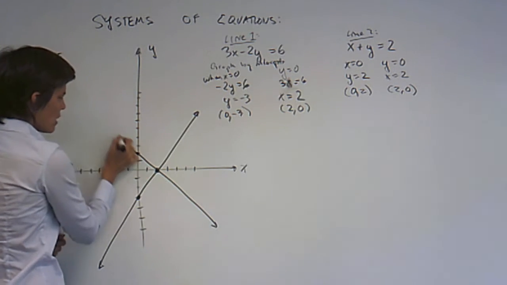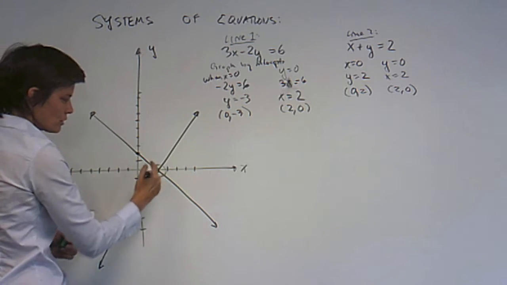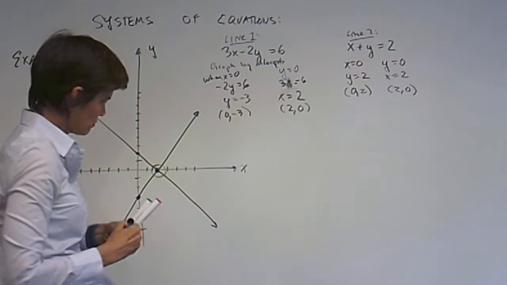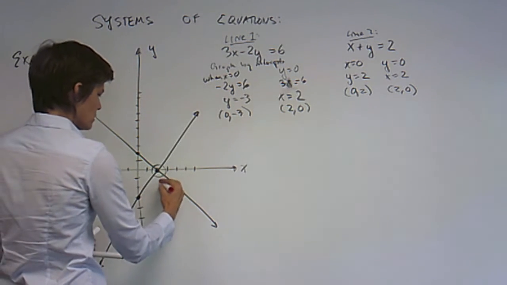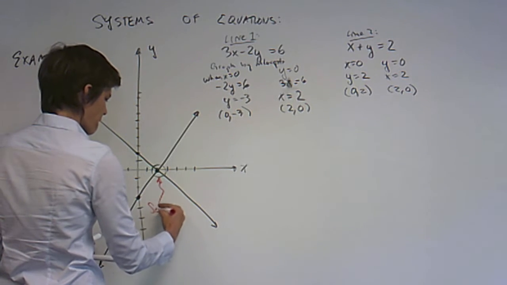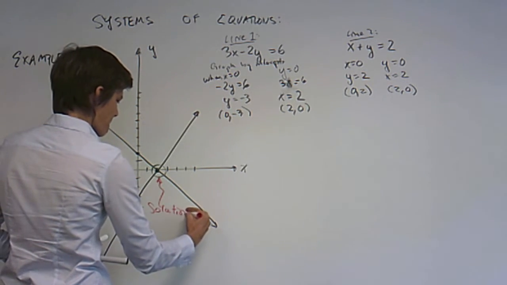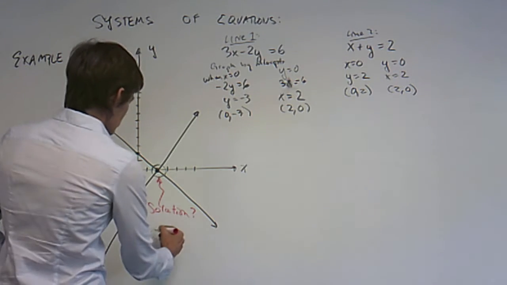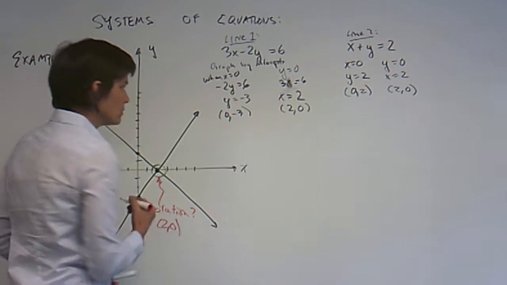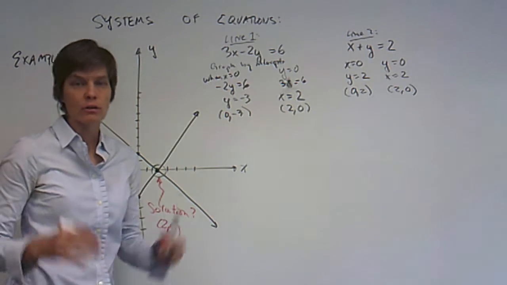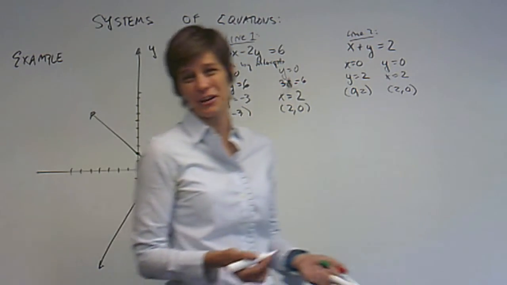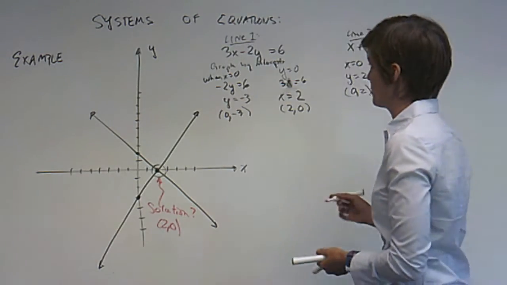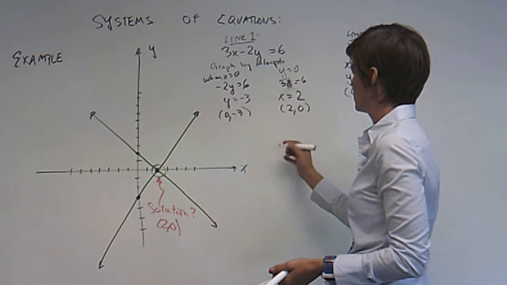Where do these lines cross? This is line 2. It sure looks like it's going to cross at 2, 0. Solution? Remember, it's a question, because the last time, yikes. 2, 0. So we need to check that 2, 0 works, and we actually kind of already did, because it's the intercept for both of them. But let's do it in the original.